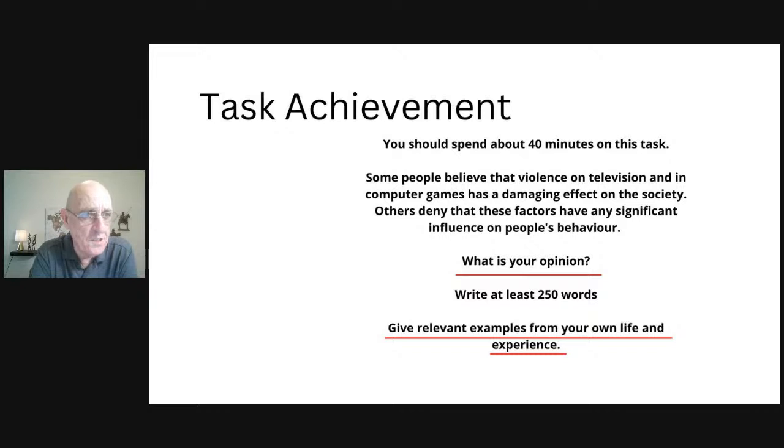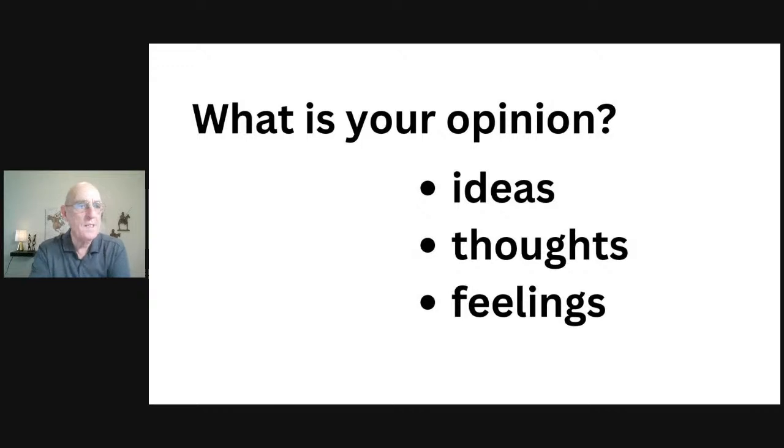When it comes to task achievement, these are the two most important things to recognize. What is your opinion? And give relevant examples from your own life and experience. That's your main task for writing Task 2. So what is your opinion? Where do you get your opinion from? Well, your opinion is simply your own ideas, your own thoughts, and your own feelings about any particular topic or subject. If you believe something about a certain topic, then that's your opinion. And it comes from your own ideas, your own thoughts, and your own feelings.